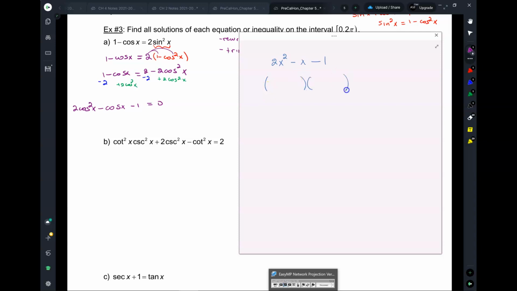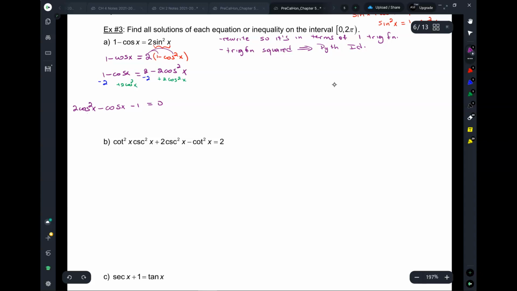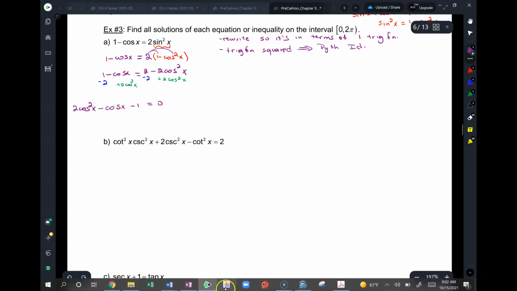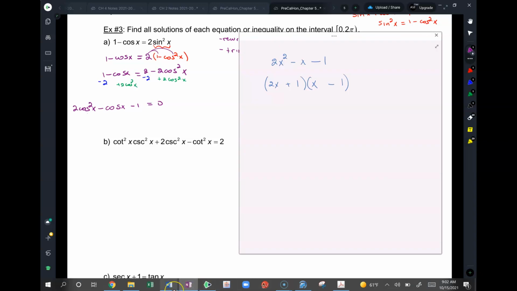You can do guess and check, right? So it'll be 2x, x, 1, 1, and then it's plus minus. Okay? Now, look at this. You have 2 something squared minus the something minus 1. Isn't that like what we had here?